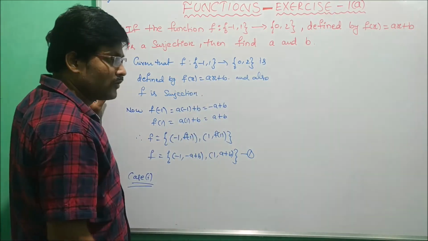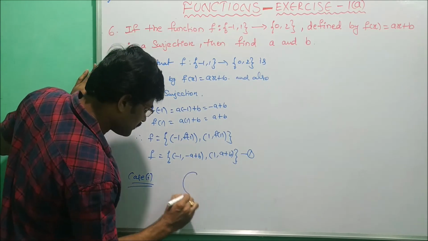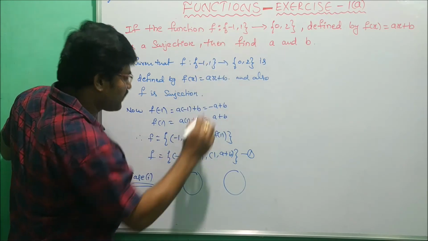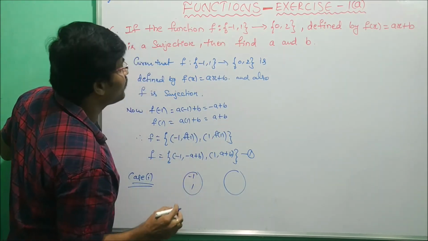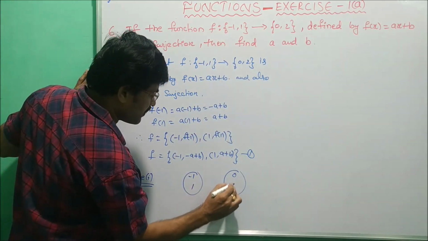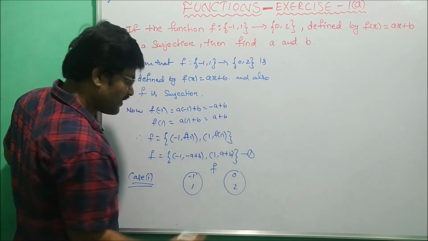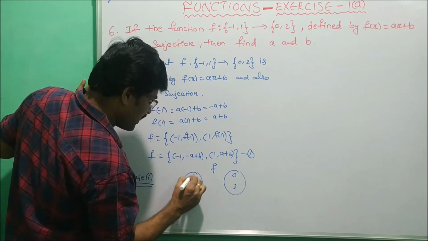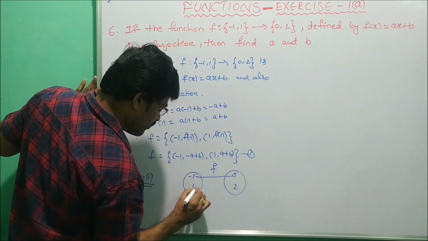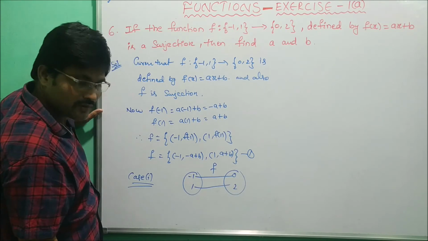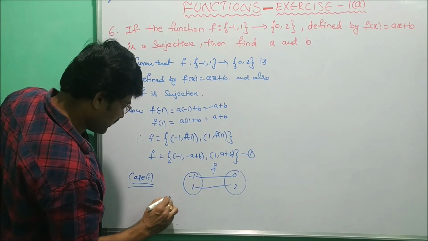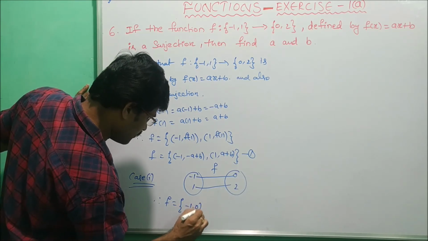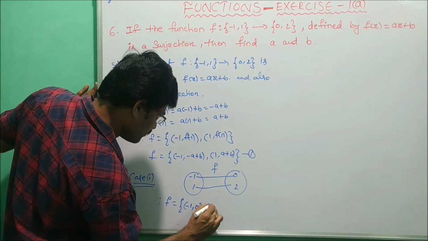Here we have to take a Venn diagram. This is the domain set. In the domain set the elements are minus 1 and plus 1. In the codomain set the elements are 0 and 2. The relation or function is f. Now here minus 1 is mapped with 0, 1 is mapped with 2. Now the function f equals to the set of ordered pairs (minus 1, 0) and (1, 2).